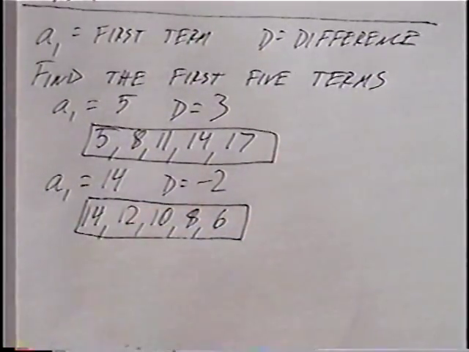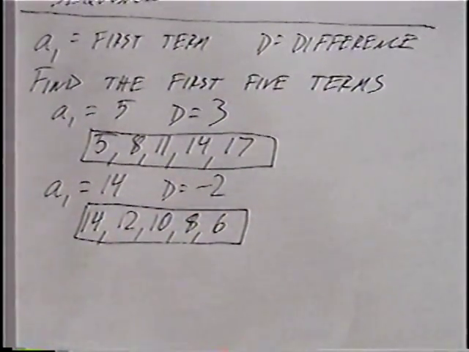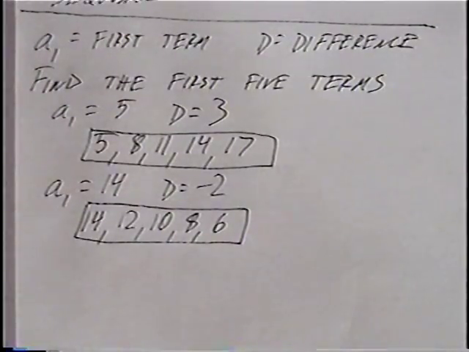So the first 5 terms of this sequence: 14, 12, 10, 8, and 6.